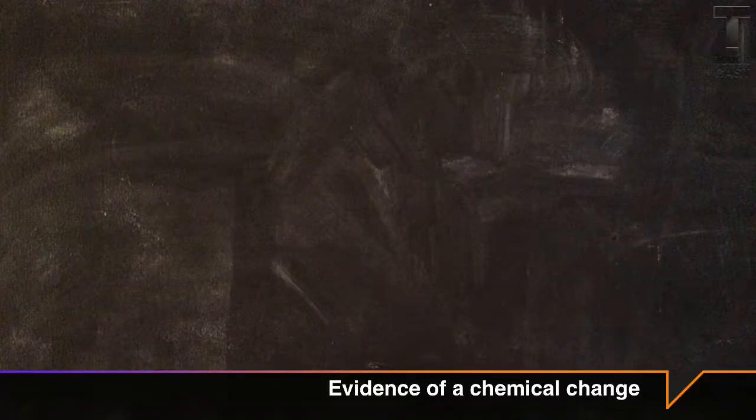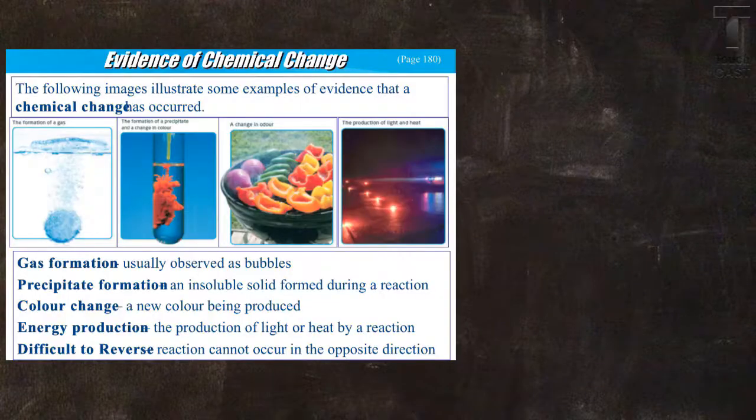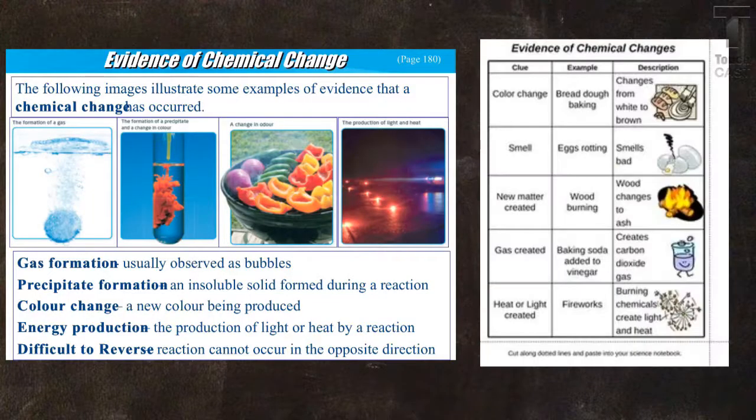Alright, so for part 2 of this video, we are looking at evidence of a chemical change. Now we did talk about physical and chemical properties at the beginning of our chemistry unit. Now we're only looking at how you can tell a chemical change has taken place. So here are some examples of evidence of a chemical change. Gas formation, usually observed as bubbles. That's how we know a chemical change has taken place.